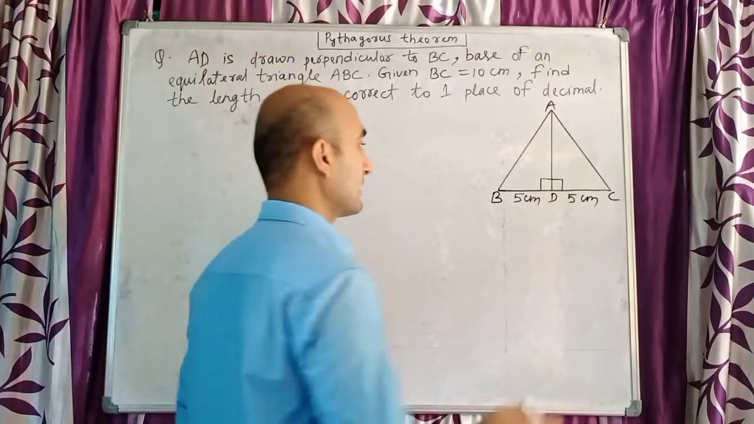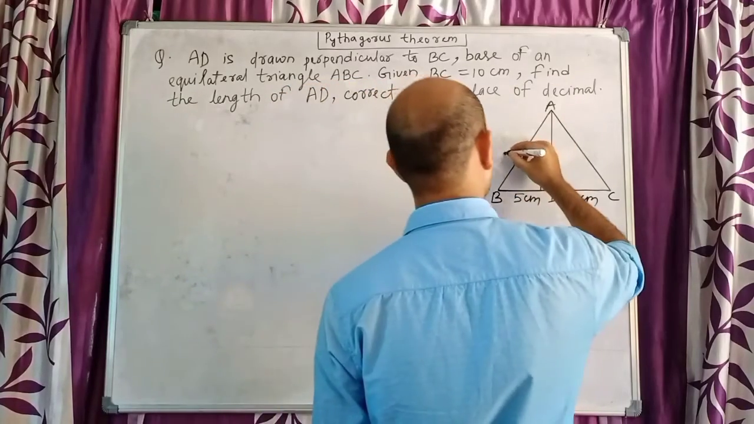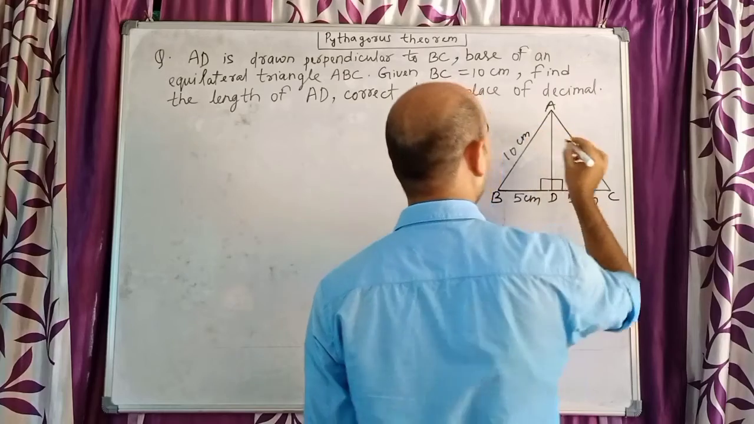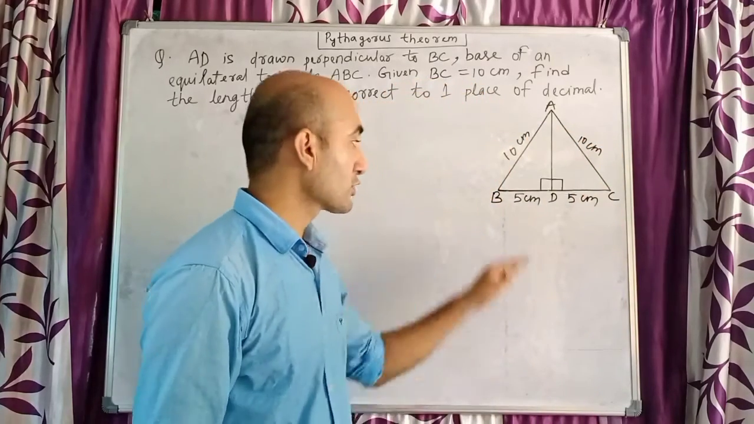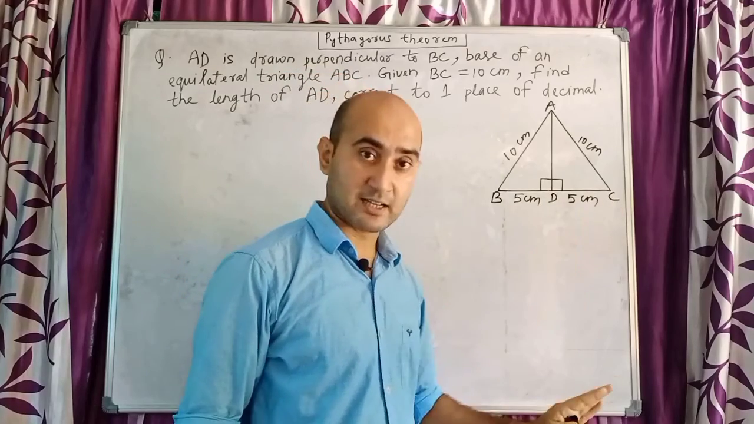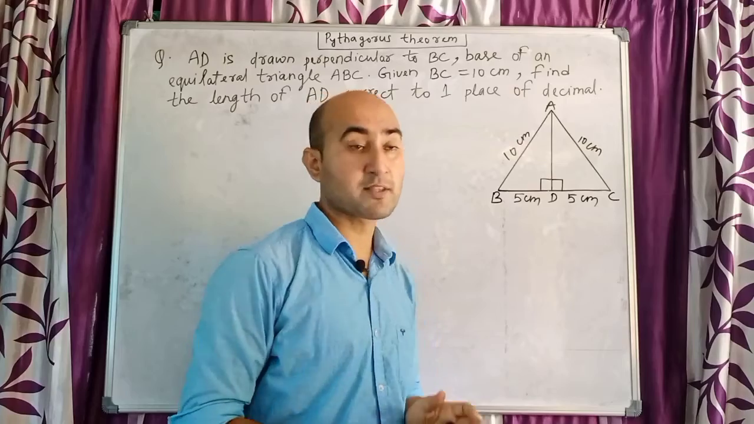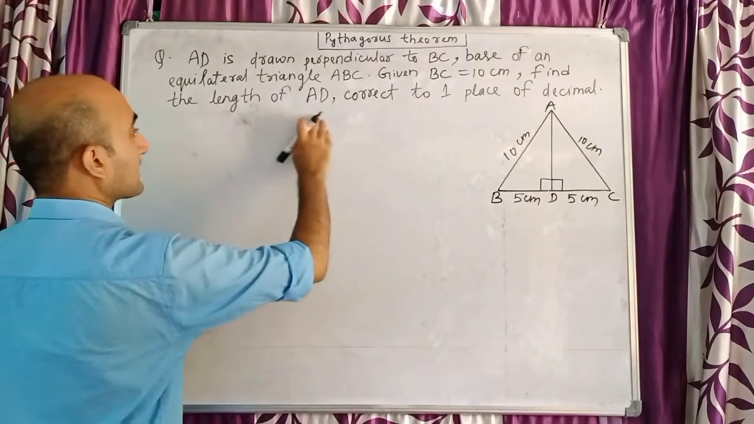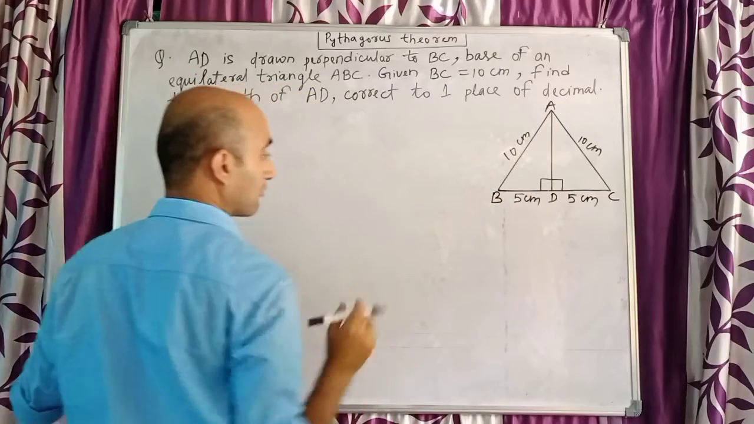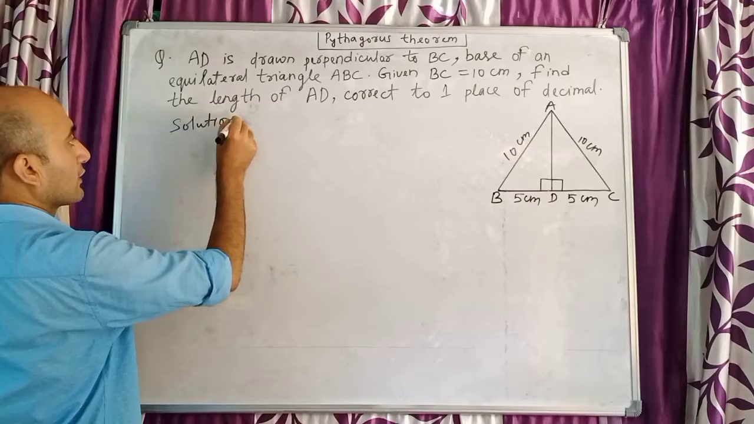Now common sense children, no length of AB and AC is given, but it is 10 centimeter. Common sense. Why? Because equilateral triangle means all sides are equal. So when base BC is 10, that means the other sides also are 10 centimeter. That means it's common sense. So everything is known now. Now find the length of AD. You have to find the length of AD. So I will begin my solution here.